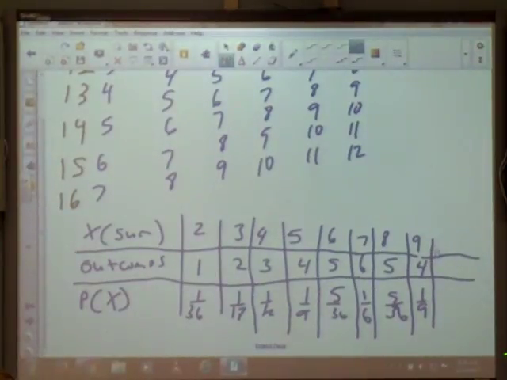I've got to start writing skinnier, don't I? I don't think that's possible. I've got to squash it together more. How many 10's do we have? 3. And what about 11's? 2. And my last one, how many 12's? 1. All right, so we made our table.